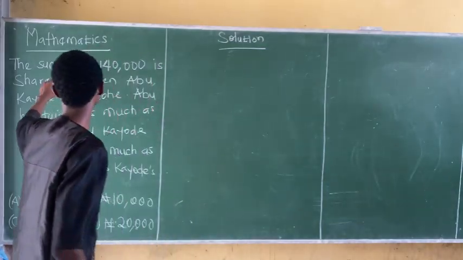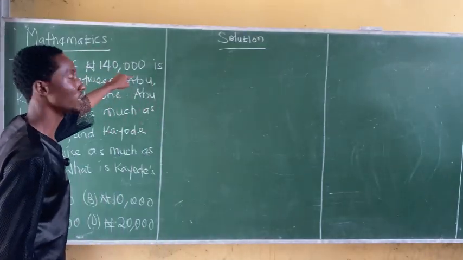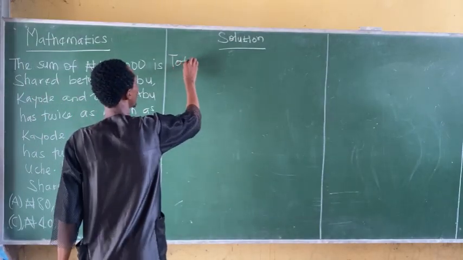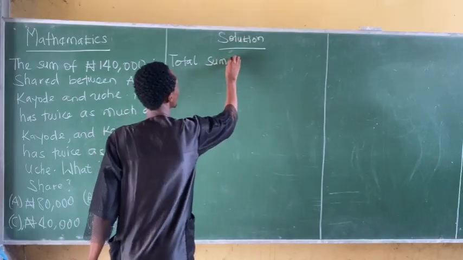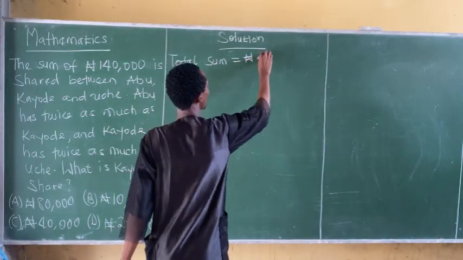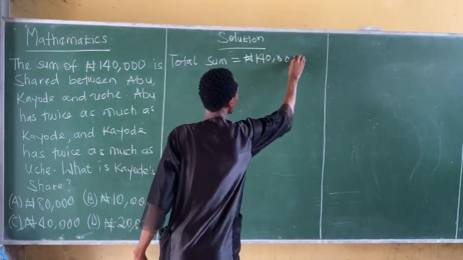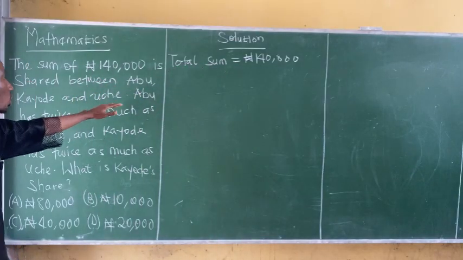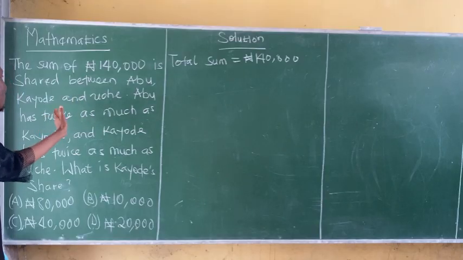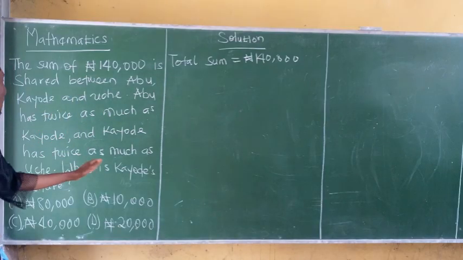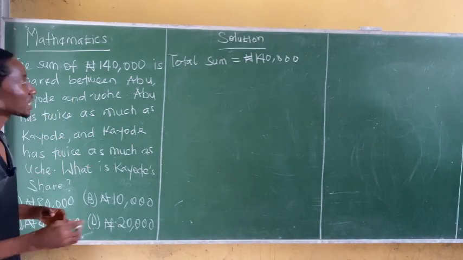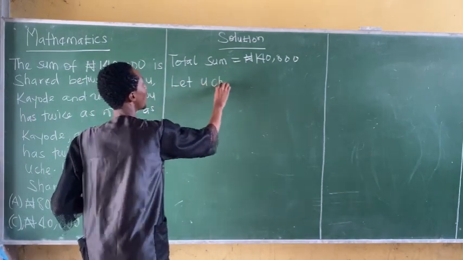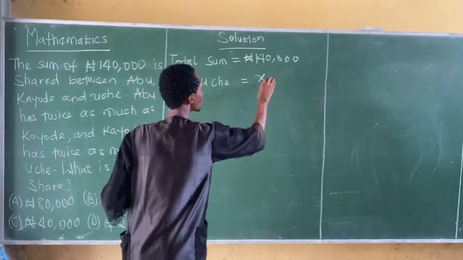It says the sum of how much? 140,000. So you have total sum. Total sum is 140,000. It's shared between three persons, Abu, Kayode and Uche. Abu has twice as much as Kayode and Kayode has twice as much as Uche. Let's start with Uche. So let Uche have X share.